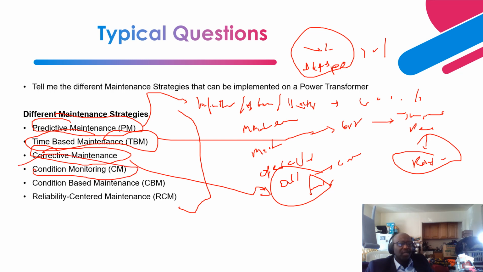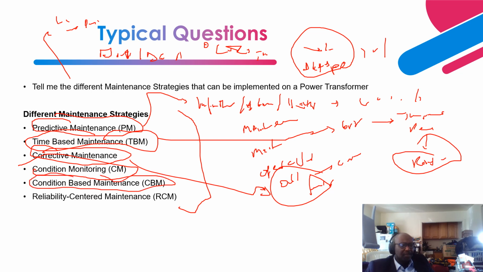Okay. Next is condition monitoring, right? Because condition monitoring is what I explained to you, where you install condition monitoring devices on the bushing, on the main tank for oil analysis, DGA, and on the tap changer, right? To measure the motor current, contact wear, contact resistance, and the motor torque as well.